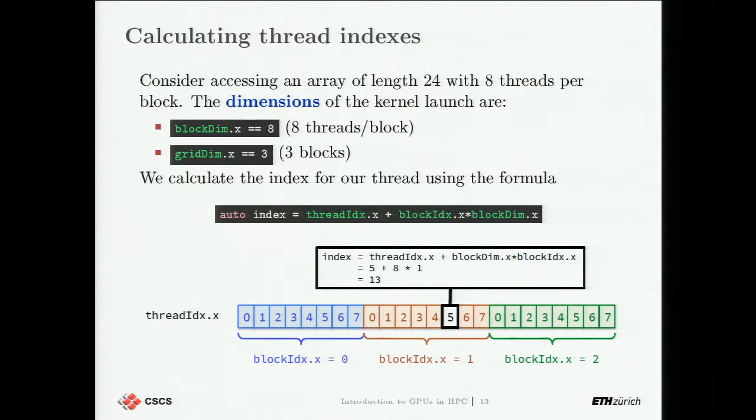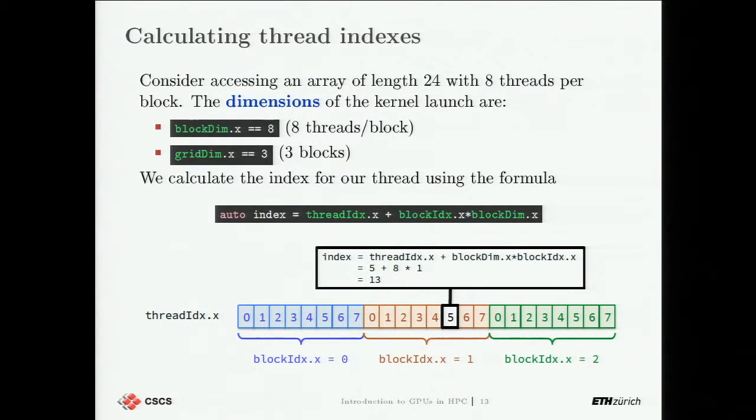So here's a simple little example. We have launched 24 threads, and we've launched them in thread blocks of size 8. Now this isn't a realistic launch configuration. You should have at least 32 threads in a thread block, but this is just for demonstration purposes. So, 24 threads with 8 threads per block.